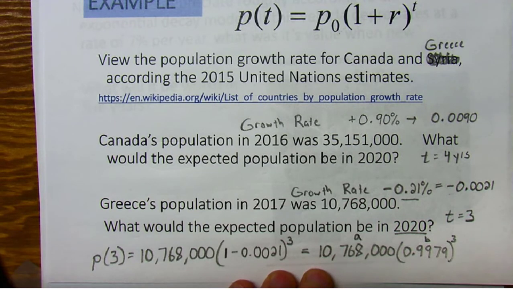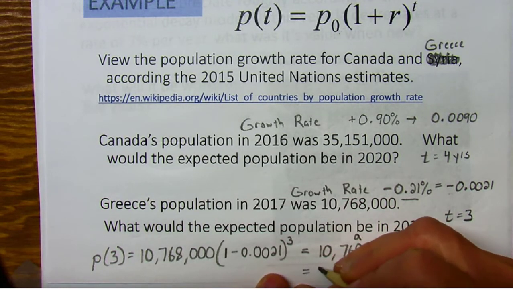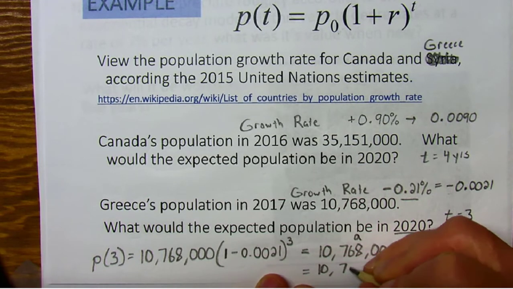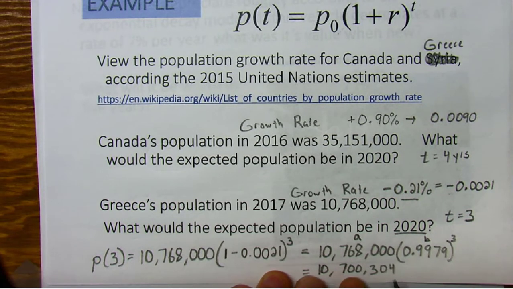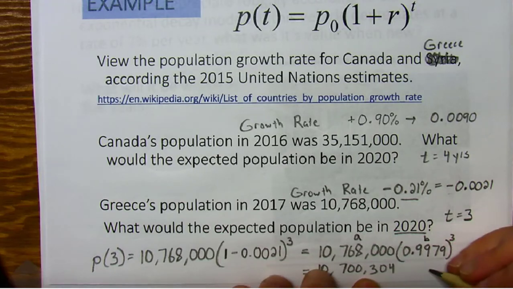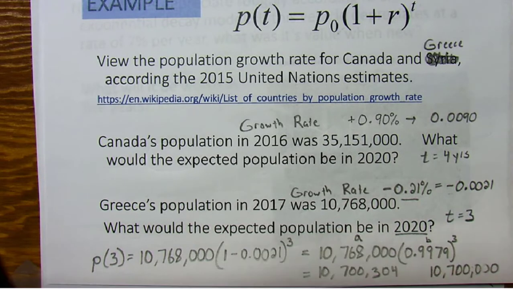But if you do that computation on your calculator, you will get 10,700,304 people, which is of course a little bit lower than it was 3 years ago, and that's what you'd expect. Here again, this could be rounded off at 10,700,000.